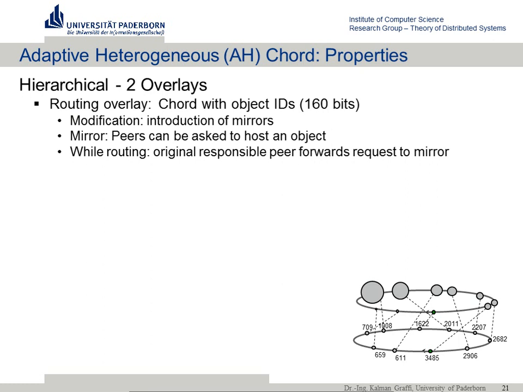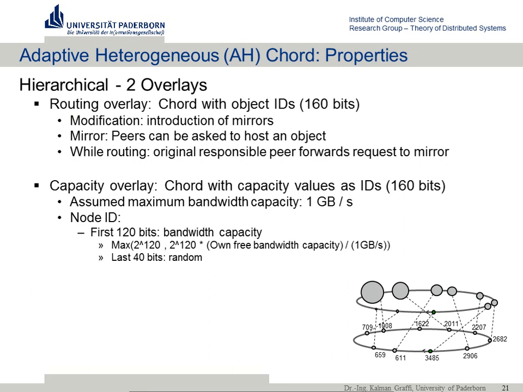You are still responsible for that object, but if some lookup comes and asks you, hey, where's the object with that specific ID, and you are responsible for it, then you just forward it to the mirror node. So it means it's only one hop more, but you have picked the node which is capable to store the data. And so what do you use this second overlay for?